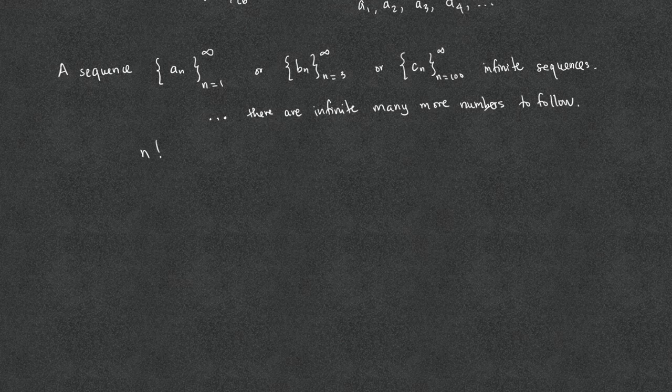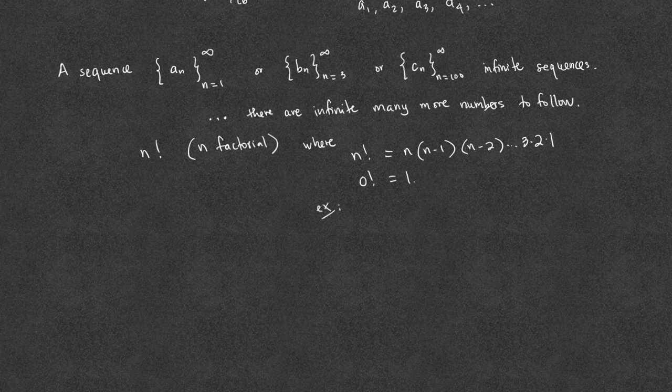When we work with sequences, n factorial shows up often. N factorial is defined to be the product of all of the integers starting from n ending with 1. 0 factorial is 1. 5 factorial, for example, is 5 times 4 times 3 times 2 times 1, which is 120.